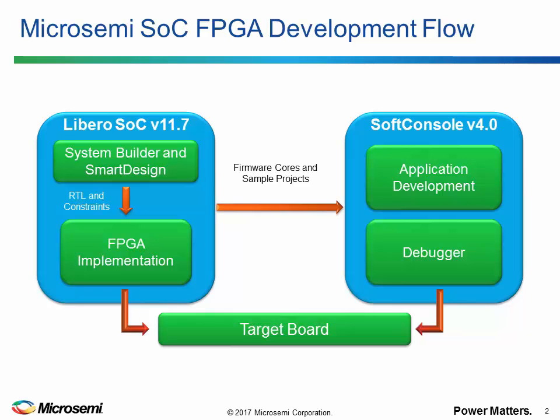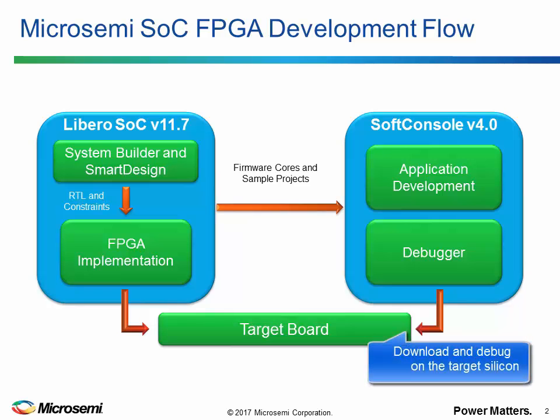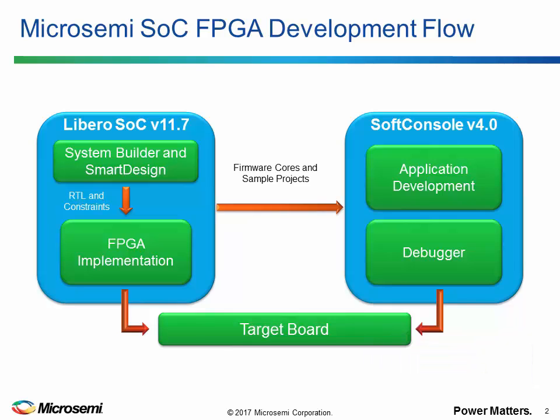After building the application, the code is downloaded to the target board and the application can be debugged on the target silicon. This video shows SoftConsole 4.0, which is Microsemi's free software development environment that enables the rapid production of C and C++ executables for Microsemi FPGAs using ARM Cortex-M3 and Cortex-M1 processors.